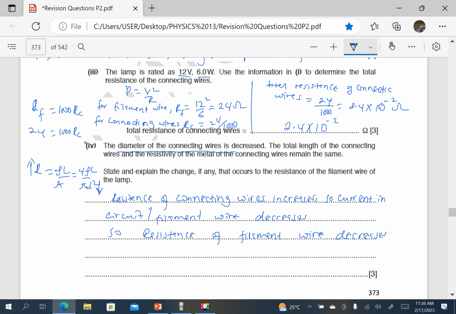So the resistance of the filament wire decreases because the resistance of the connecting wires increases, which means the current in the filament wire decreases. Remember, the current in the filament wire is the total current in the circuit because the wires are joined in series with the lamp. So since the current decreases, the current in the filament also decreases, the PD across the filament wire decreases, and therefore the resistance of the filament wire decreases.